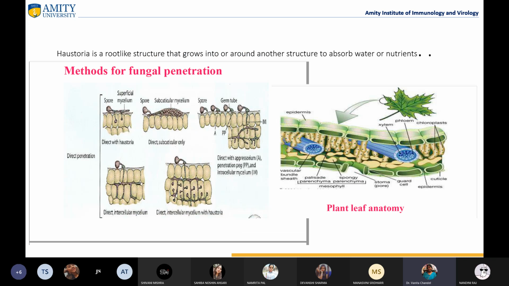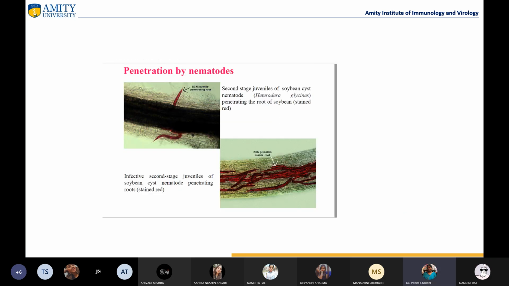Then we know haustoria. They are root-like structures that grow into or around other structures to absorb the nutrients, basically. So methods of fungal penetration could be direct with the haustoria. They can directly enter with the haustoria. Then subcuticular, through the cuticle, they can enter, right? Then appressorium, direct with the appressorium and penetration peg formation. So these go direct through the intracellular mycelium. So these are the different ways of direct penetration by which the fungus gets entry into the plant, right?